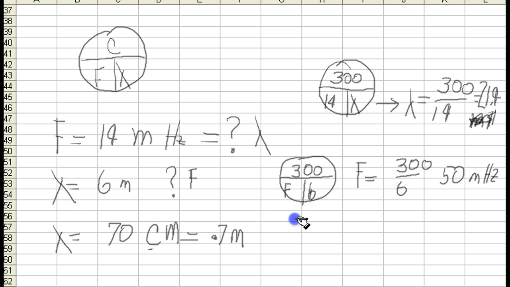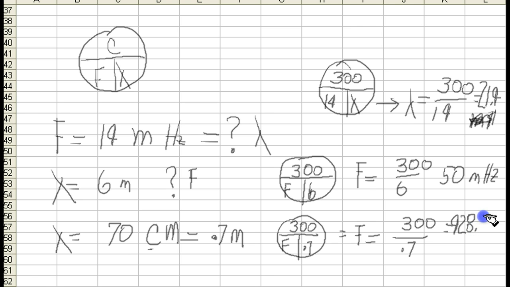So you come over here and you draw your magic circle. And we put in what we know. We put in the speed over here, which is 300 million meters per second. And we put in the wavelength is 0.7 meters. And we figure out what the frequency is. We say frequency equals 300 divided by 0.7, and that equals 428.6 megahertz.